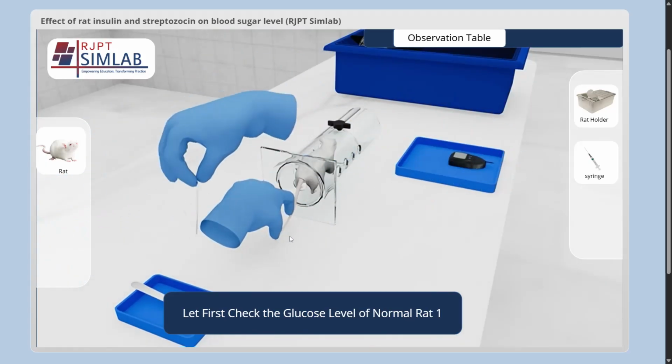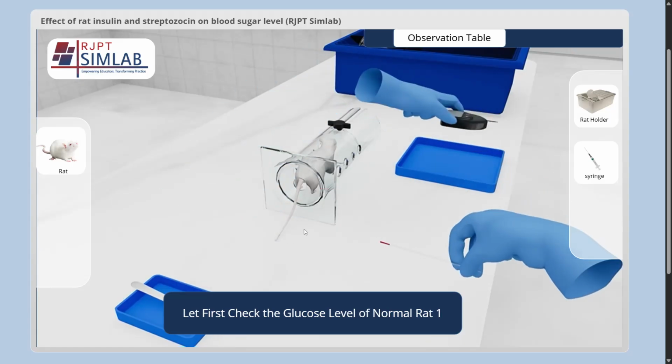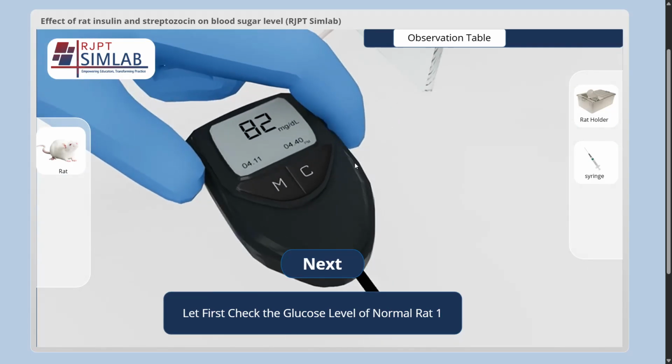And by the tail vein, we are withdrawing the blood through the capillary tube, and this is the glucometer, which measures the blood glucose level. After withdrawing the blood from the tail vein of the first rat with the help of the capillary tube and the incision that we have made, we collect the blood with the capillary tube and place it inside this blood glucose strip, which is connected to the glucometer. Then the glucometer will show the blood glucose level, and as we can see, our first rat has shown a normal blood glucose level of 82.